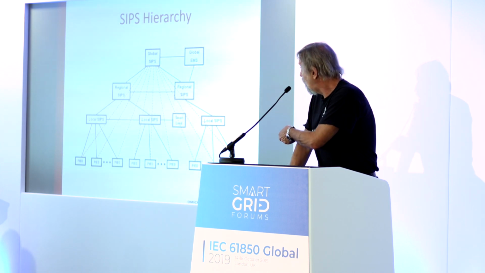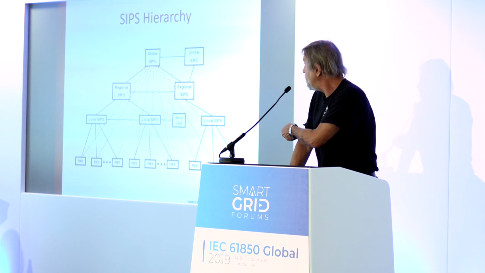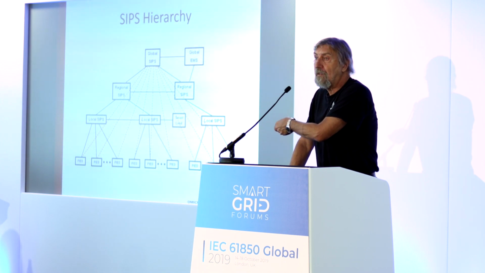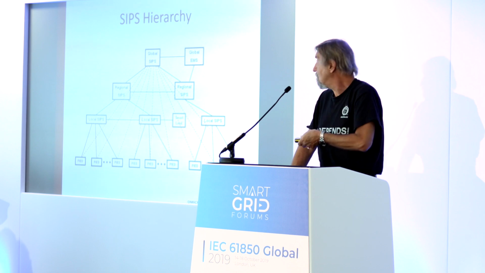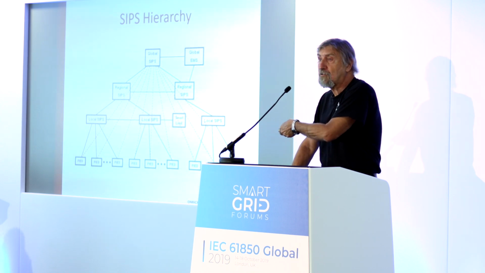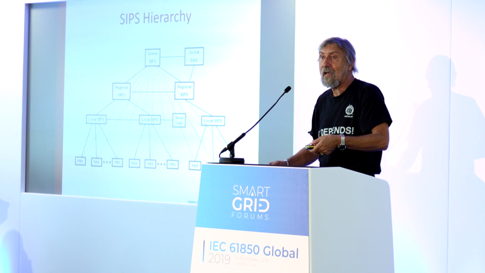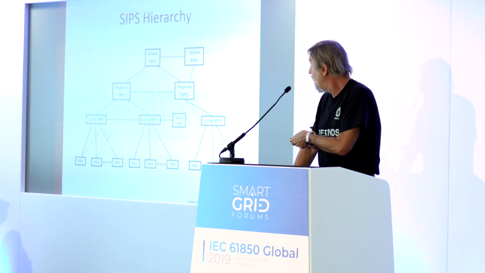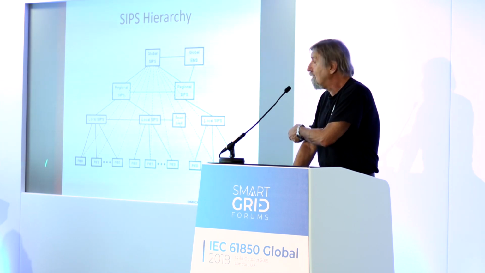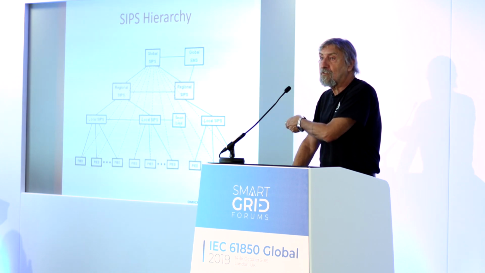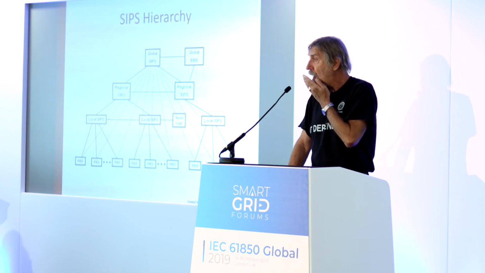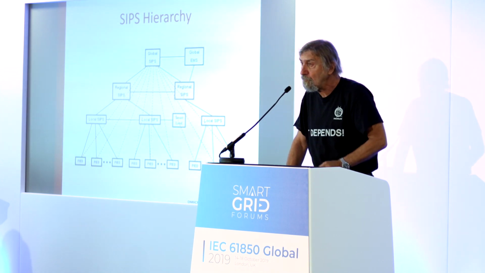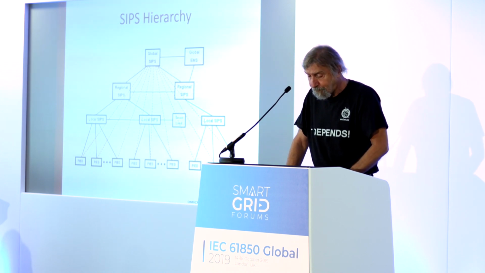So I can have a local SIPS in the substation. I can have a regional SIPS in a regional control center. And then I can have the global SIPS. And all these systems have to have horizontal communications between themselves to help them understand the overall state of the system. And then they also have coordination in a vertical communication interface in order to get the top view of the system that will support the local decision.